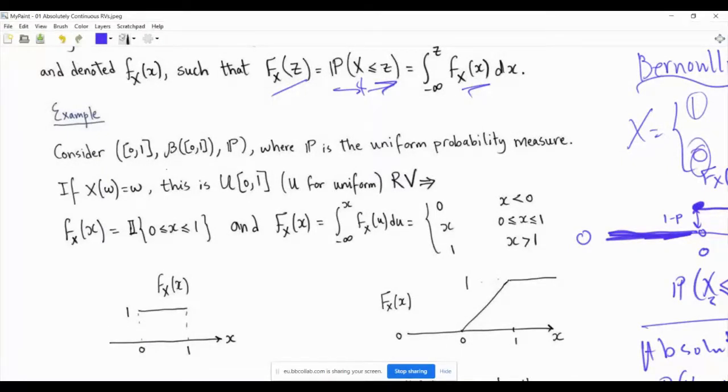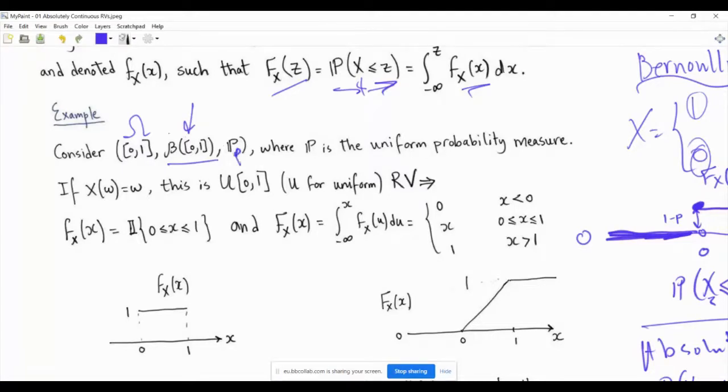So here is one example of an absolutely continuous random variable. Suppose that big Omega is the closed interval [0, 1], and the sigma algebra defined is the sigma algebra on [0, 1]. Remember, the sigma algebra on [0, 1] is simply the sigma algebra defined on the set of real numbers intersected with the closed interval [0, 1]. There is a result called the trace sigma algebra, which means that if you take the Borel sets on R and intersect them with [0, 1], you will get a proper sigma algebra on the closed interval [0, 1].